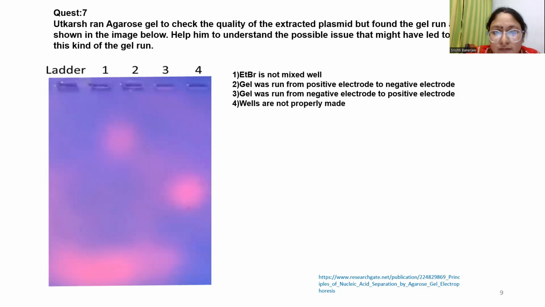Okay, good. Bromophenol was used. Clarify the percentage of agarose used. I didn't see the questions. Okay, let's just discuss this and then we might get to your questions. What do you think? What could have led to this kind of gel?